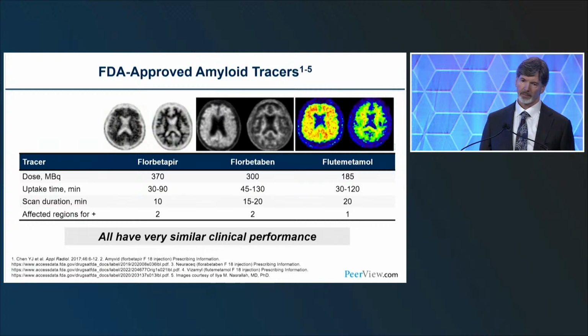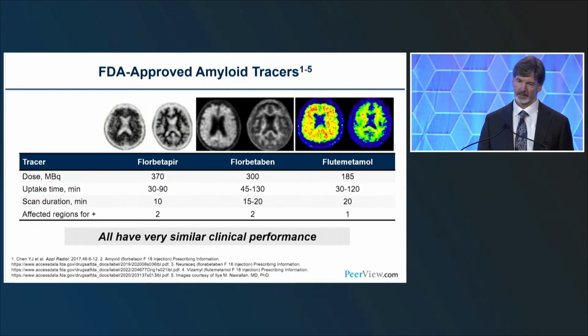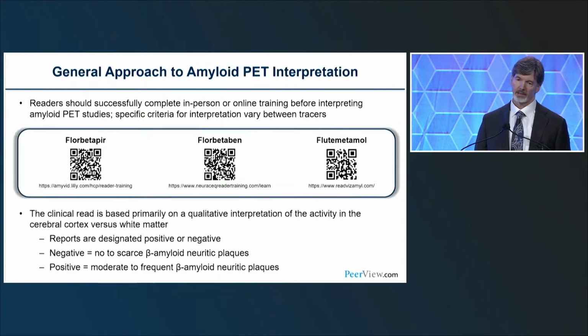So let's talk about amyloid PET a little bit. Amyloid PET is, like I said, an imaging modality that has a number of radio tracers that are approved. They function pretty much the same in terms of performance and in terms of how you interpret them. The companies have published interpretation guidelines that you can go and do training modules to up your game here in terms of what you know about interpreting amyloid PET.